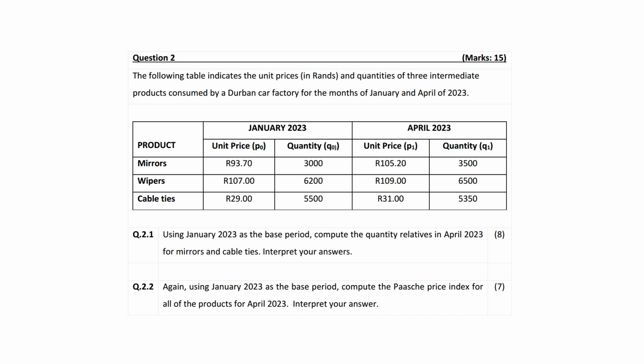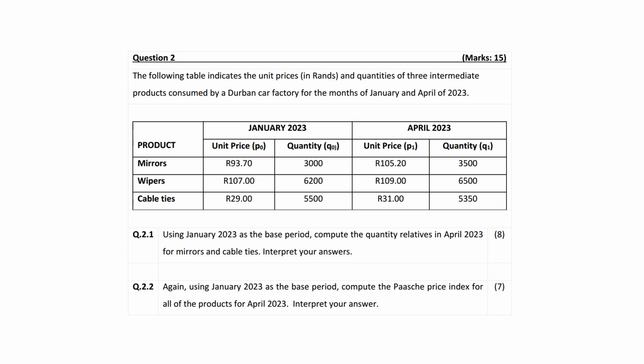So the question says, the following table indicates the unit price in rands and quantities of three intermediate products consumed by a Durban factory for the months of January and April of 2023. So you have three items. You have mirrors, wipers, and cable ties. Then they've given you the prices and the quantities for January 2023. And then the two other columns are the price and the quantity for April 2023.